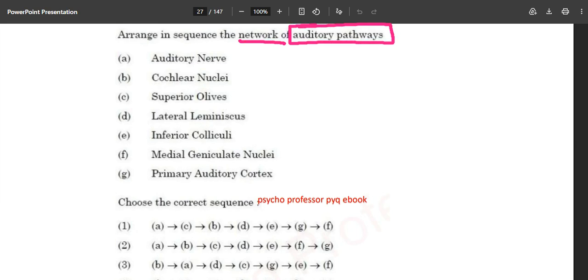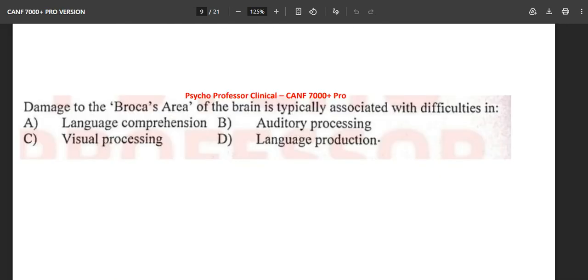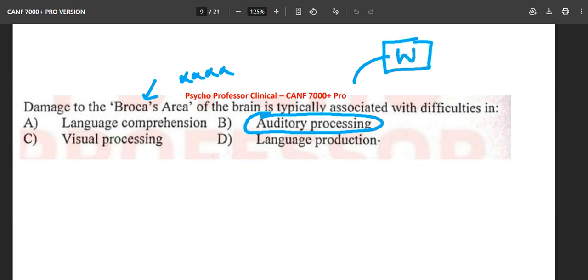So how will it travel? It will travel the same way. That is why you will mark option number 2 as the correct answer, and this is absolutely correct. Now coming back to our question, did you find any similarity between auditory processing and Broca's area? Not that much, not possible. If it had given Wernicke's area, then you might have been confused, but it is not possible that you will mark Broca's area along with this.